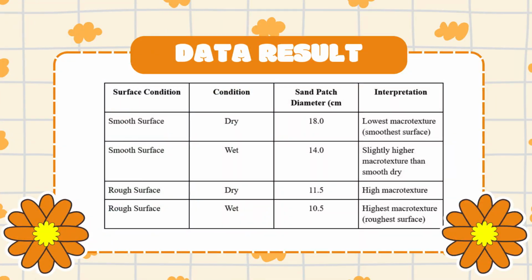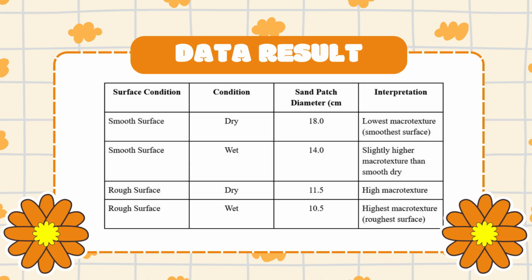The result of the sand patch test used to measure the pavement microtexture. For the smooth surface, the sand patch diameter was 18 cm in dry condition and 14 cm in wet condition. A larger diameter indicates a smoother surface with lower microtexture. For the rough surface, the diameter decreased to 11.5 cm in dry condition and 10.5 cm in wet condition, indicating a much rougher surface with higher microtexture.